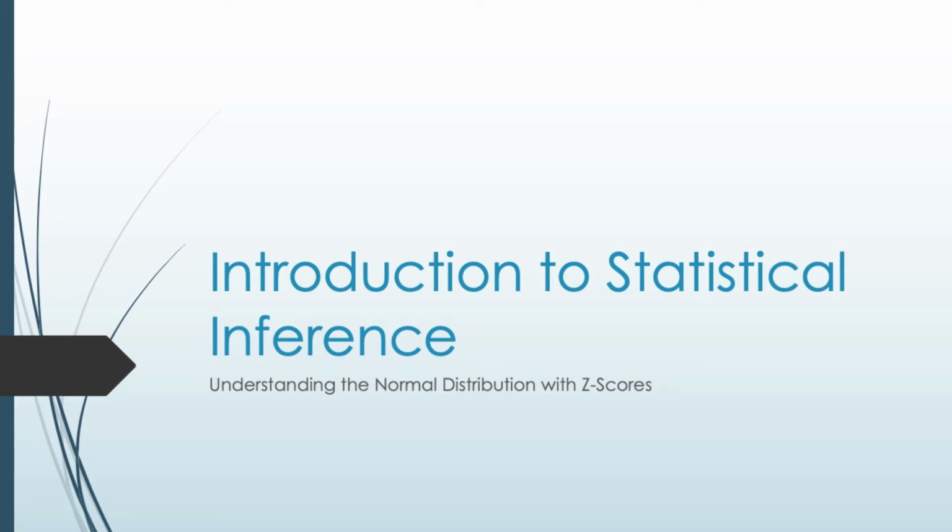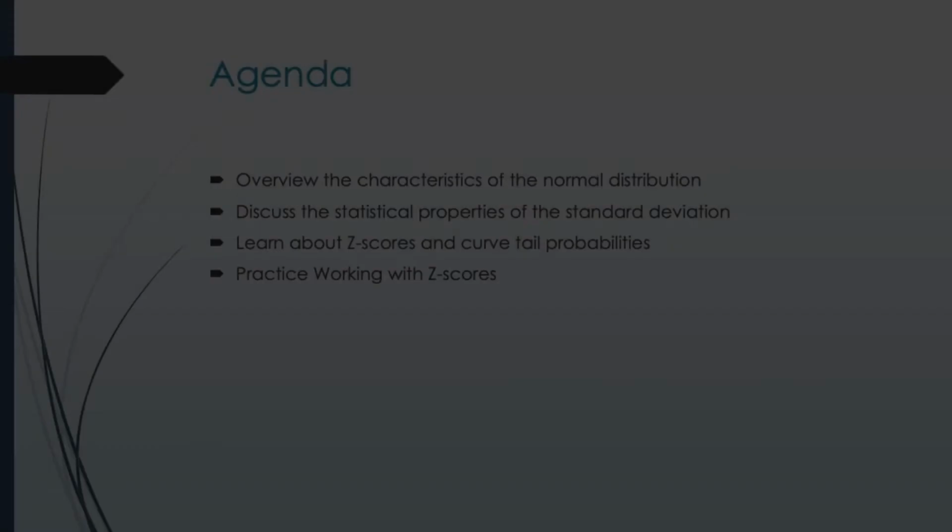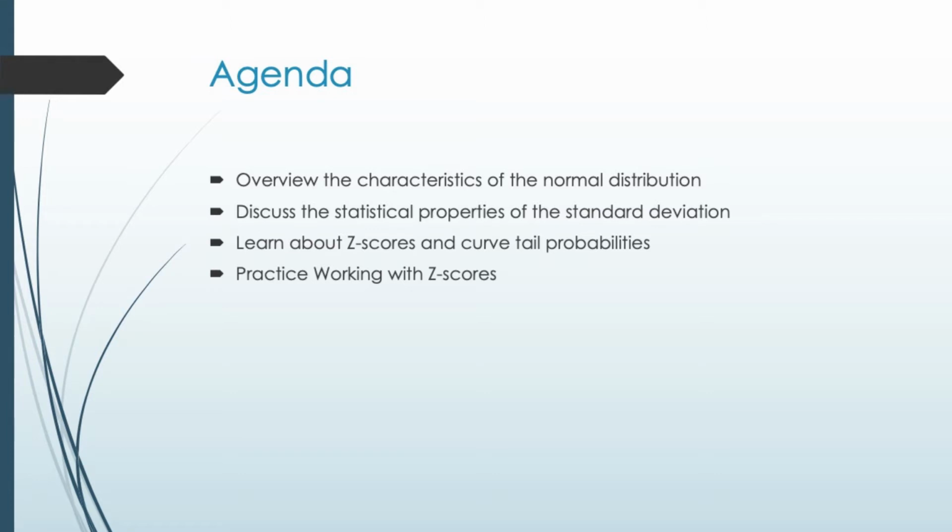This week we're going to continue to build upon the things that we learned last week, specifically regarding the normal distribution and standard deviations. In this lecture, we're going to overview the characteristics of the normal distribution, discuss the statistical properties of the standard deviation in a little bit more detail, and then we're going to learn about z-scores and curve-tail probabilities, which will be instrumental in helping you learn how to test hypotheses and state how confident you are that there is in fact a relationship between a set of variables.